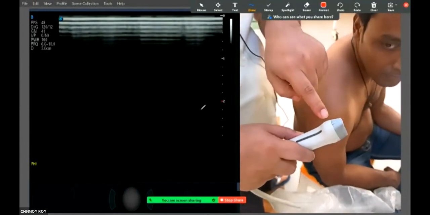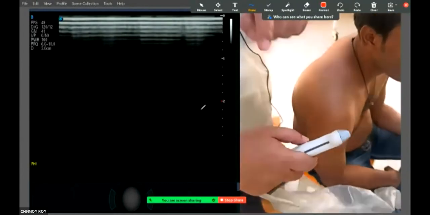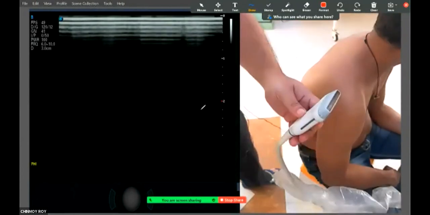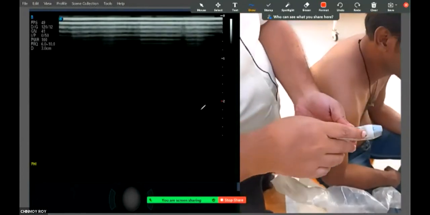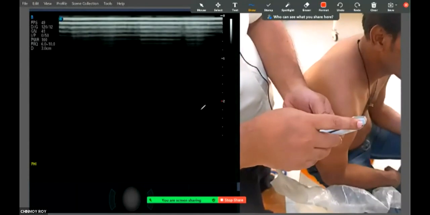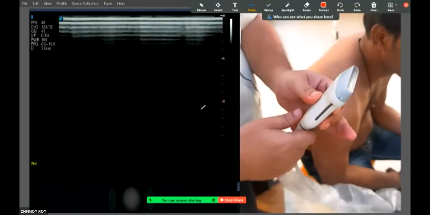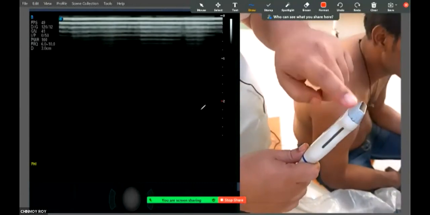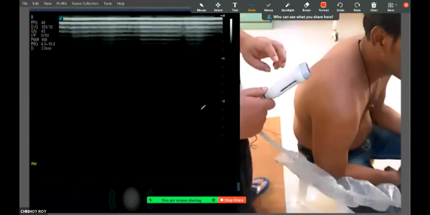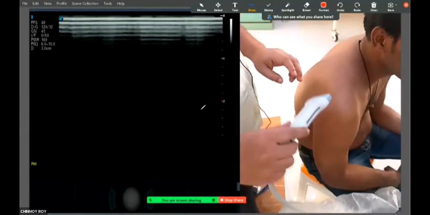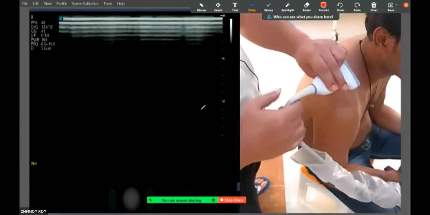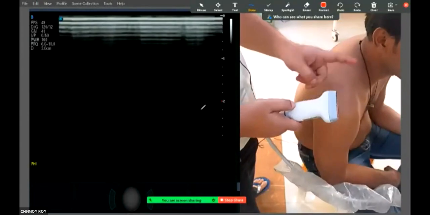Okay. So you will see the aspect marker on this probe, and this aspect marker corresponds to the left side of your screen. So while we put our probe like this or this, whatever, we can know which side is which side.